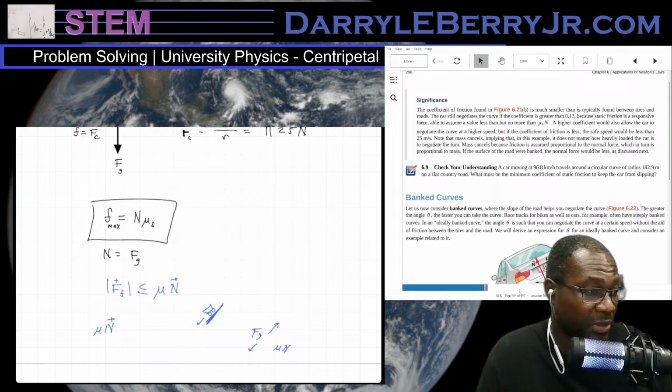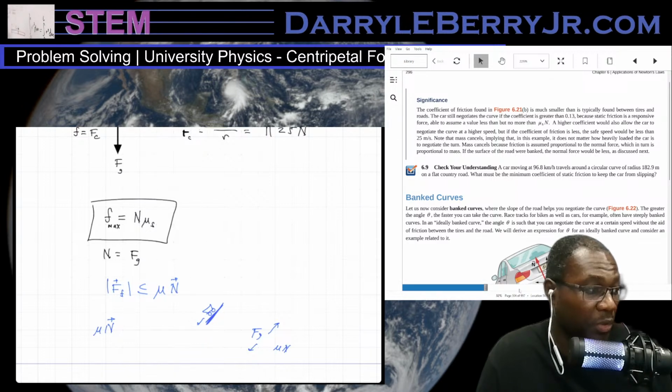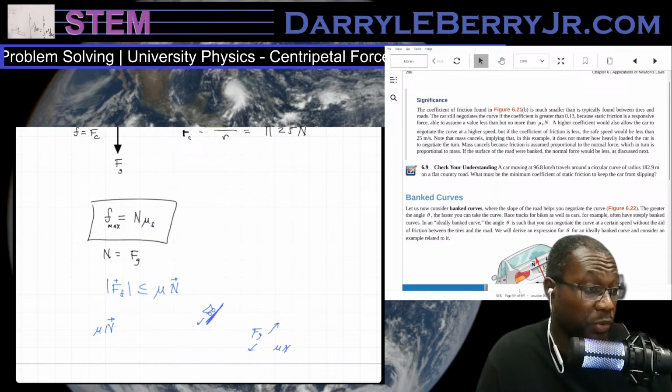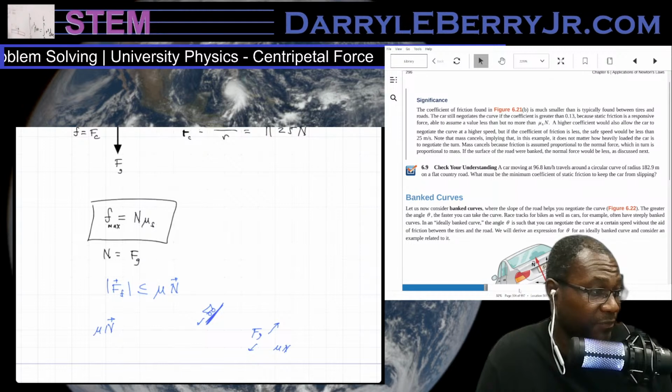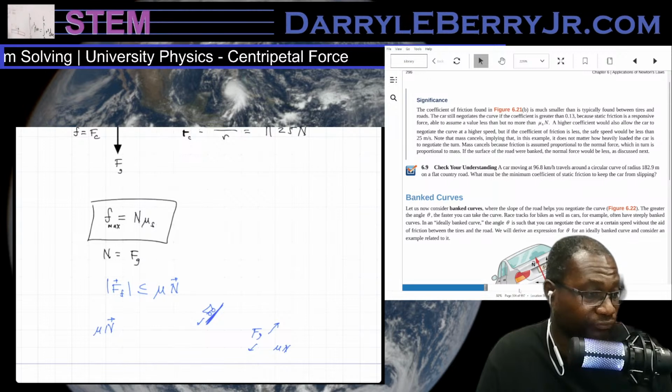Note that the mass cancels, implying that in this example, it does not matter how heavily loaded the car is to negotiate the turn. Mass cancels because friction is assumed proportional to the normal force, which in turn is proportional to mass. If the surface of the road were banked, the normal force would be less, as discussed next. All right.